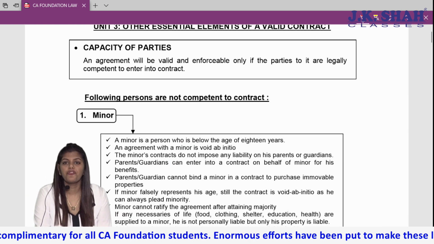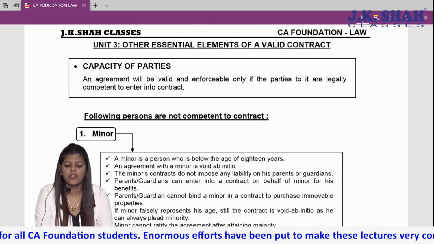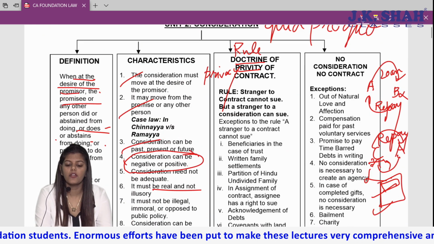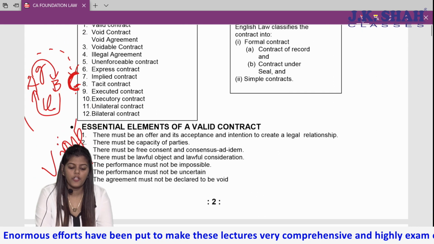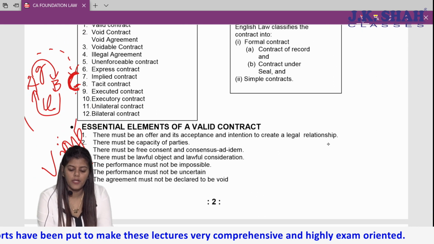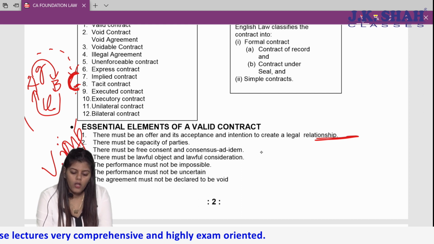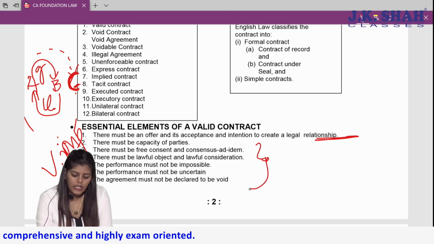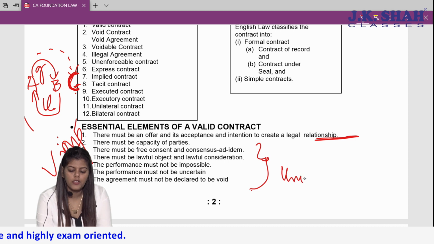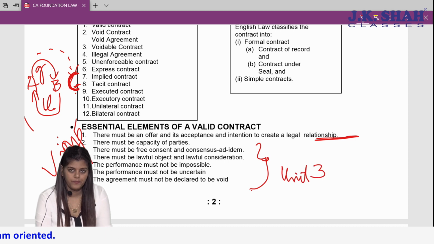Unit 3, your favorite unit. If you see the heading, essential elements of a valid contract. So in unit 1, what we saw essential elements, this one we saw offer acceptance. But all other things we will be seeing in depth in your unit 3.